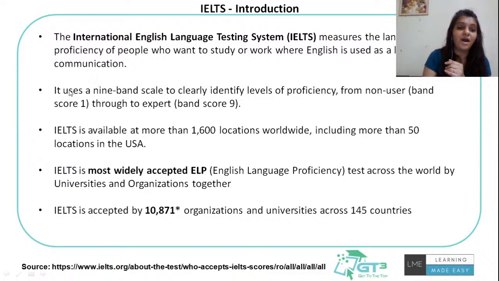Apart from that, IELTS is available in almost 1600 locations worldwide, including 50 locations in the USA. Doesn't that sound great? Now let me tell you more about it. IELTS is accepted in almost all universities and organizations these days. That is 10,871 organizations and universities across 145 countries that accept IELTS. So this is a short introduction about IELTS.